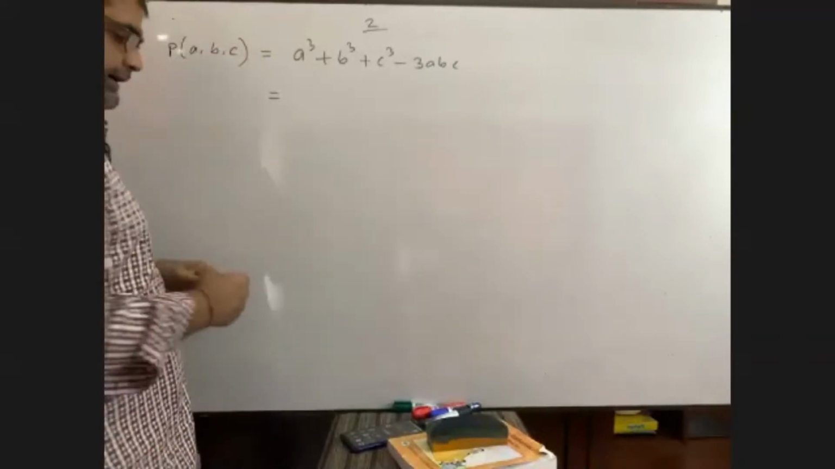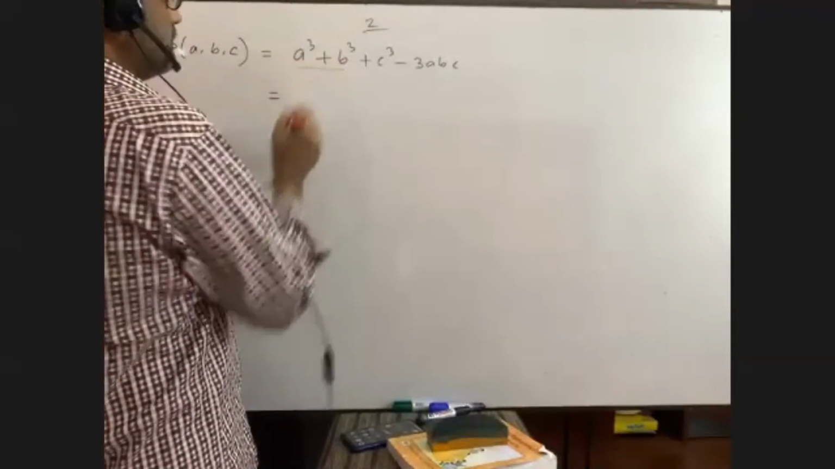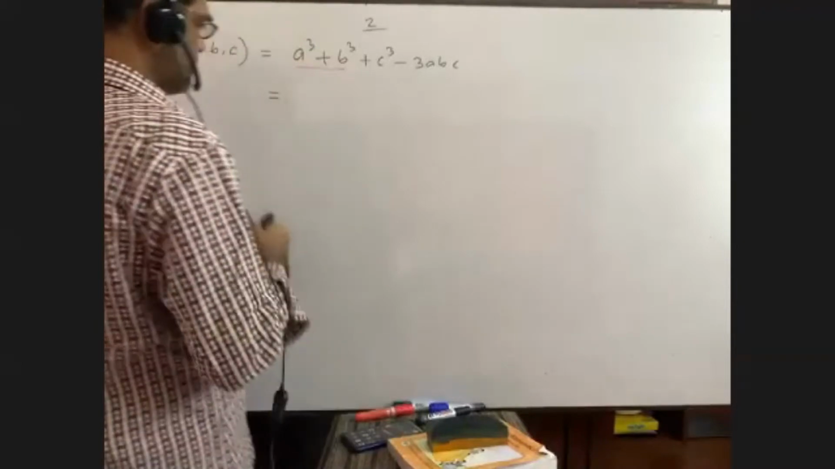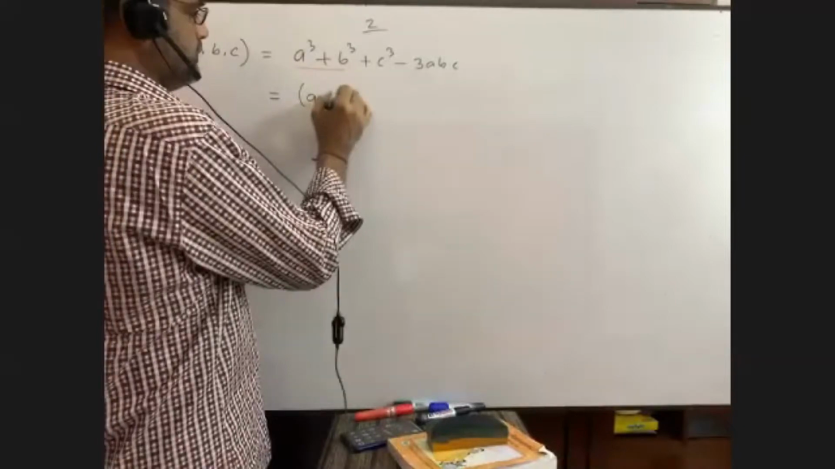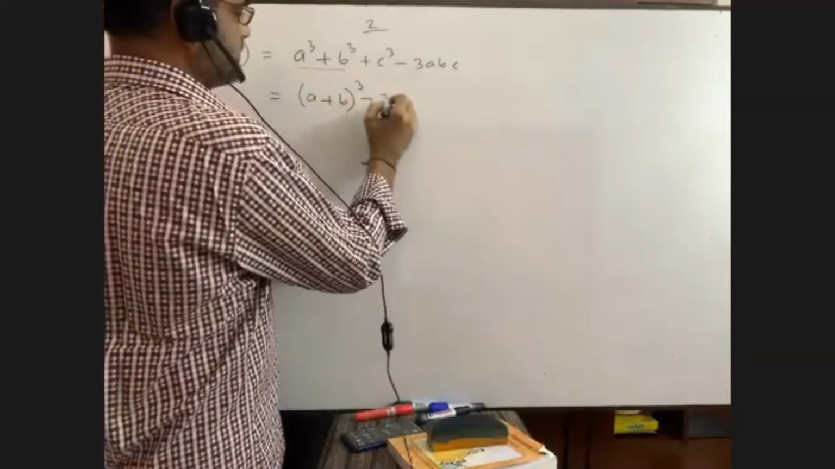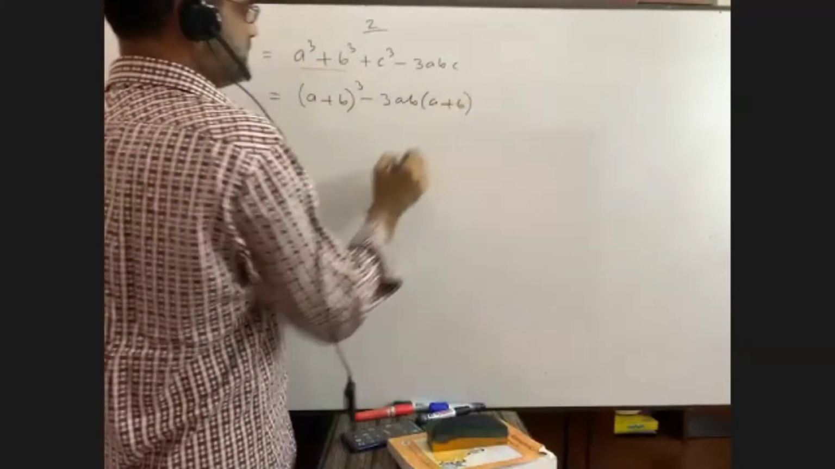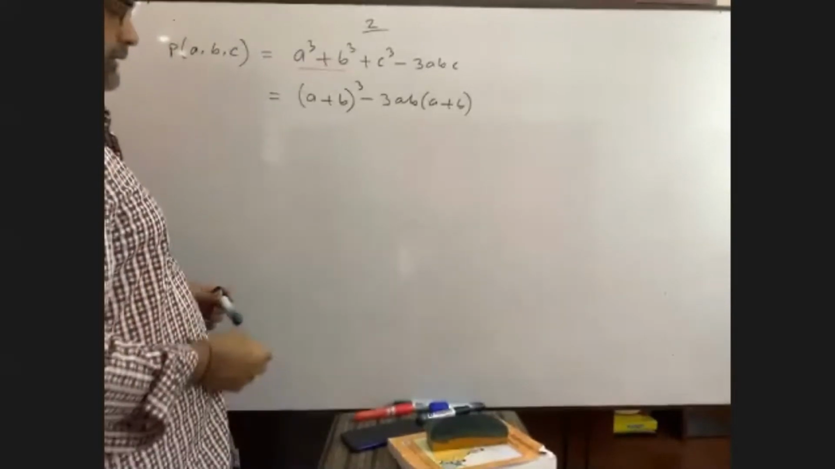You just see here, we are getting a cube plus b cube. Okay. What is its corollary? Corollary: a plus b whole cube minus 3ab into a plus b. Is it? Yes, sir.